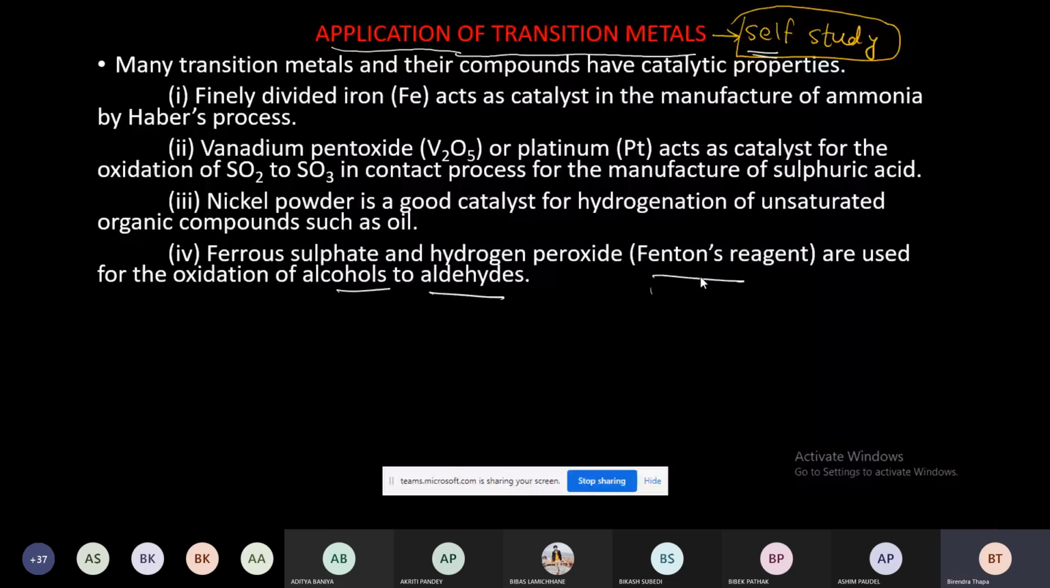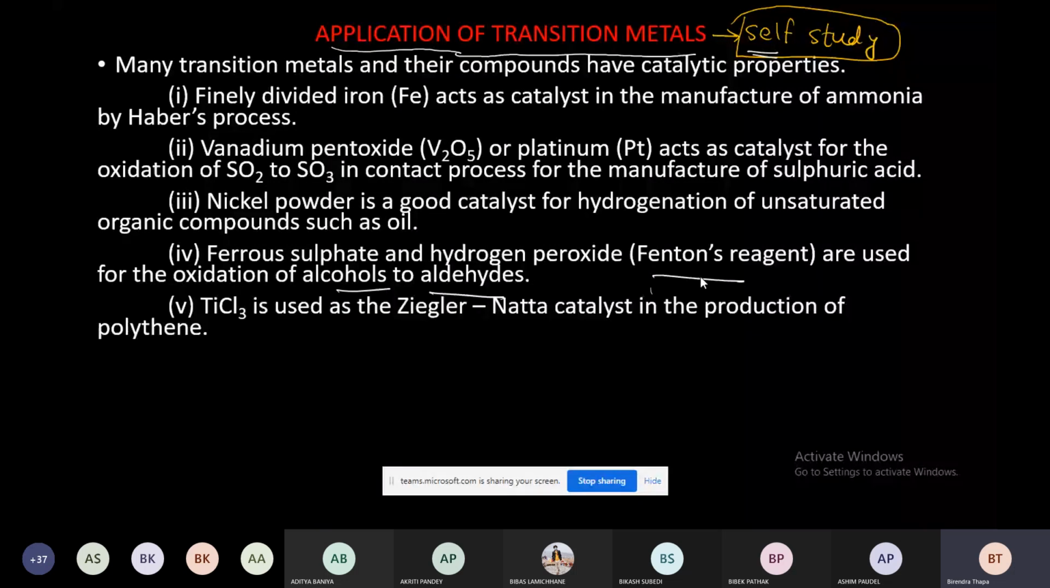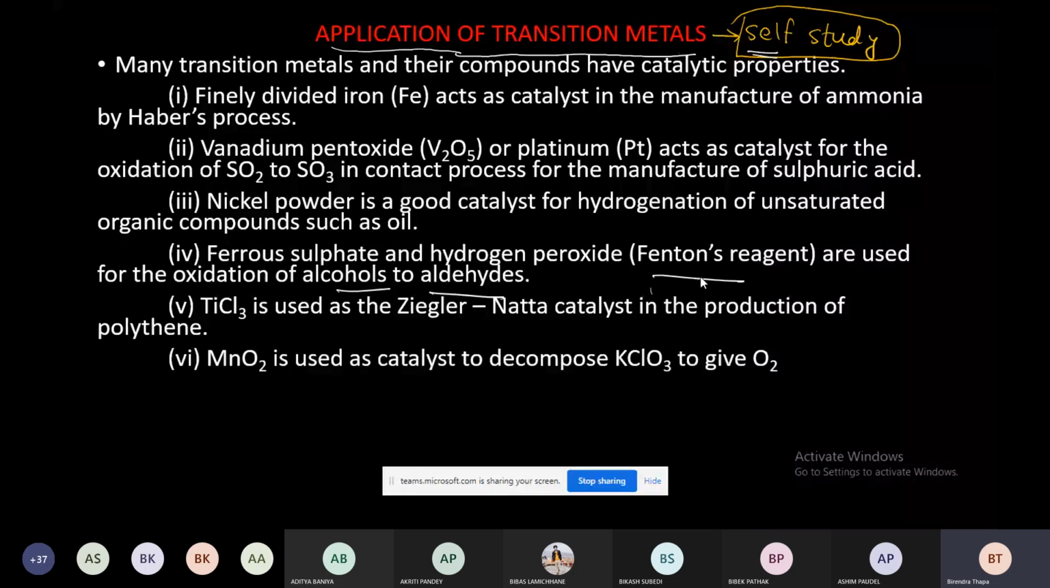Similarly, Ziegler-Natta catalyst is used in the production of polyethylene. Very important catalyst, this one. Polyethylene is a very essential part of our life as well. For this process, Ziegler-Natta catalyst is used as catalyst. MnO2 is used as catalyst to decompose KClO3 to give oxygen. You have read this in class 11 as well.